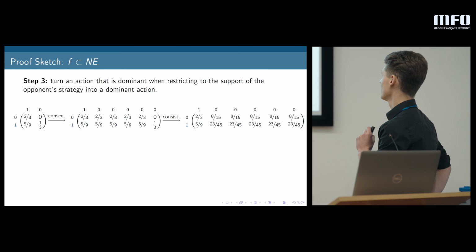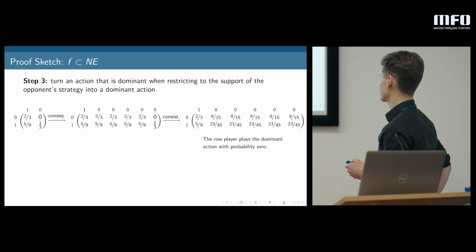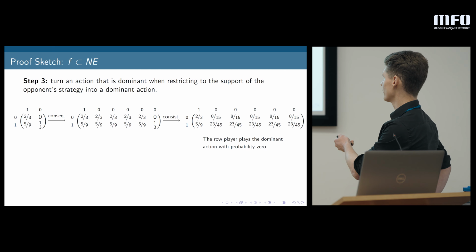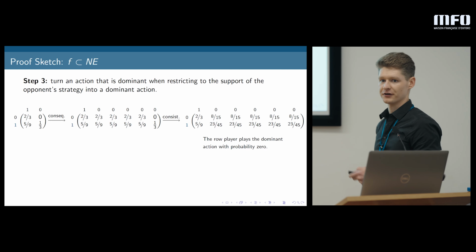Okay. So now I'm skipping the intermediate step and just showing the final game where all these actions are clones. And then you can again collapse them if you wish, or you can just observe that in this game, the first action of the row player is a dominant action, but it gets probability 0.